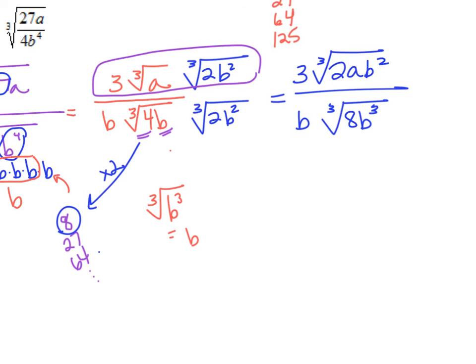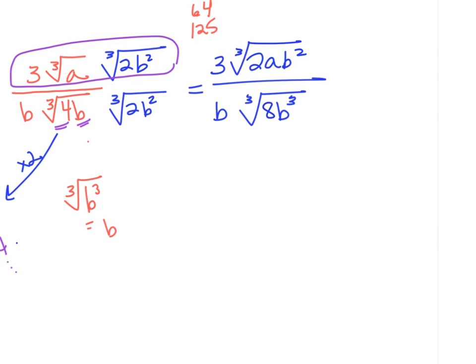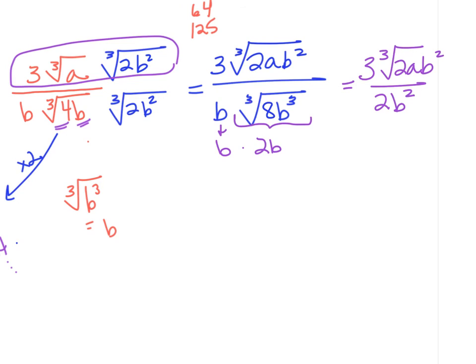Alright, so the reason why we had to do all of that was so that we could fix this radical down here. So this cube root of 8b cubed, the cube root of 8 is 2, the cube root of b cubed is b. Bring down your b, so you have a b times 2b, which is 2b squared. And then the top, we have a 3 times the cube root of 2ab squared.